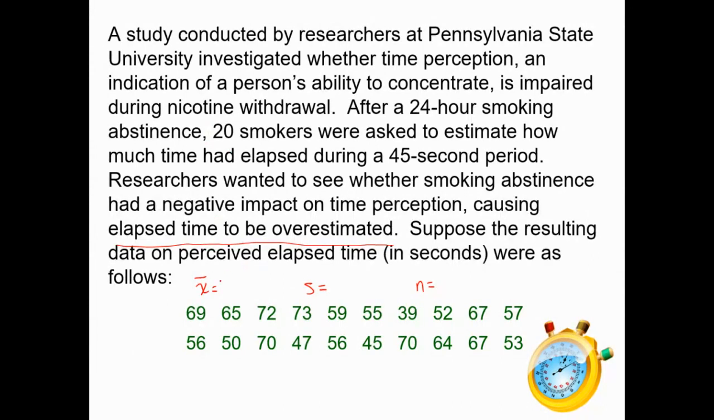X bar is 59.3. And what about S? 9.836. And what about N? Okay, so we got our information from our data. Now, before we go to the next screen, let's go and inform our hypotheses.